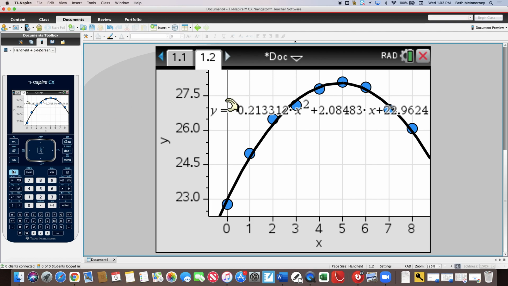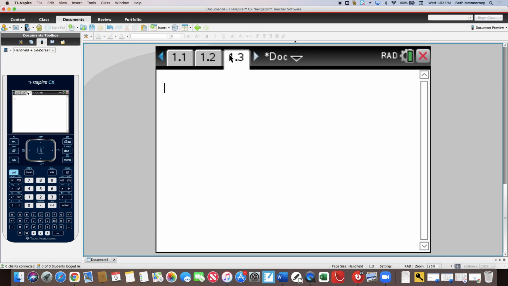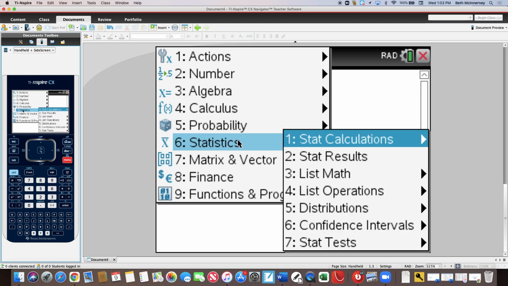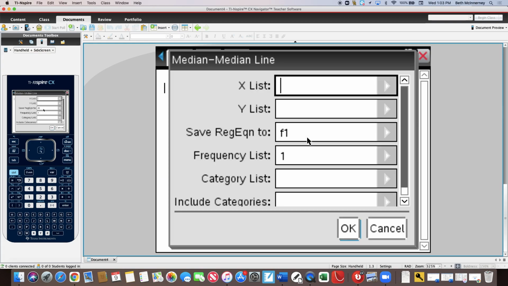You're going to do Control I again to get a new screen, and you want to do Calculator. Okay, Control I, pull up Calculator. And then you do Menu. Number 6 is Statistics, Stat Calculations. And then you do have to type in your X and your Y, and that's it. And you say OK.